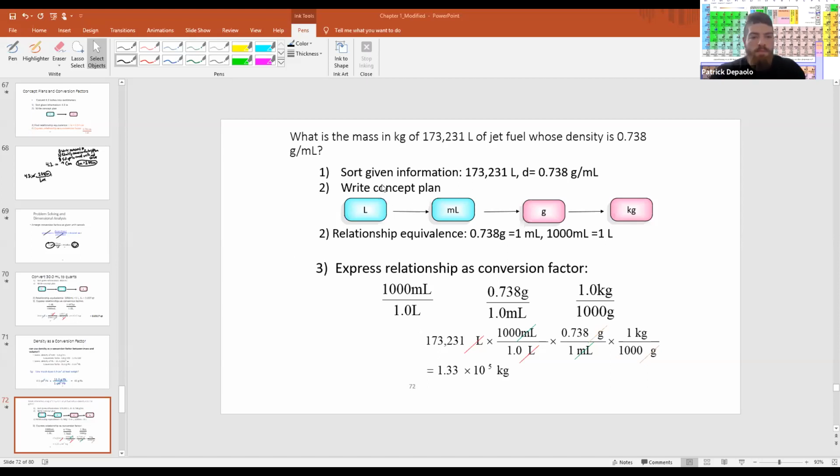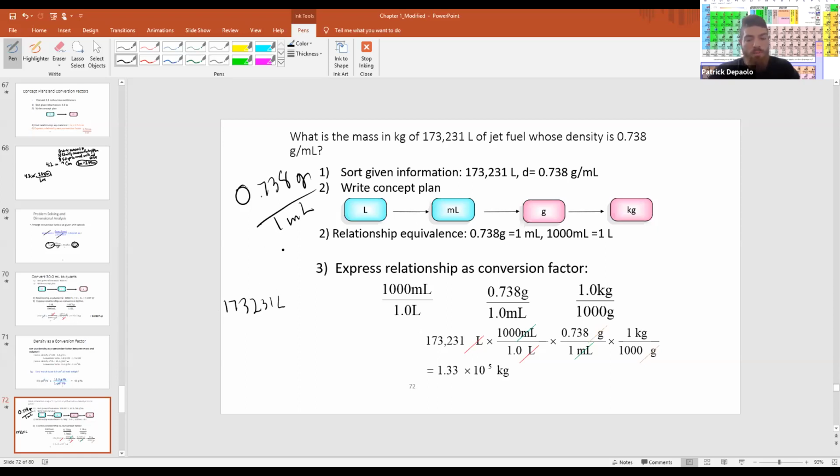Okay, so let's look at this one. What is the mass in kilograms of 173,231 liters of jet fuel whose density is 0.738 grams per milliliter? So we have the liters. We write this down. I'm going to do it side by side with them. We want to convert it into mass. We have the density, so density is also a conversion factor. We have 0.738 grams in every single milliliter of this. We have this many liters.